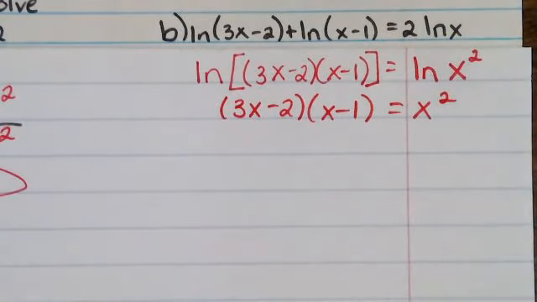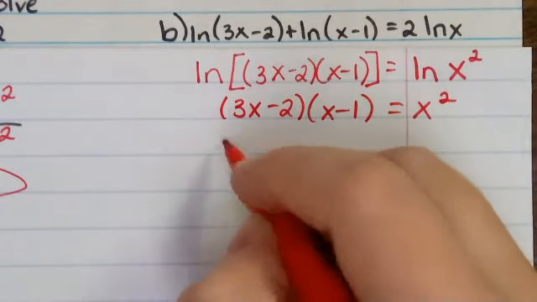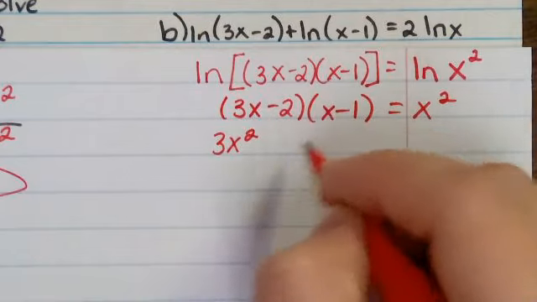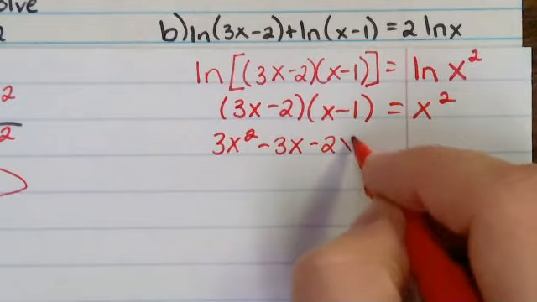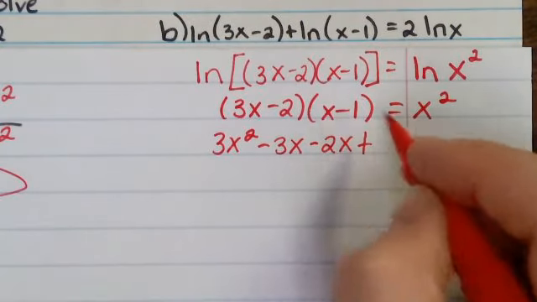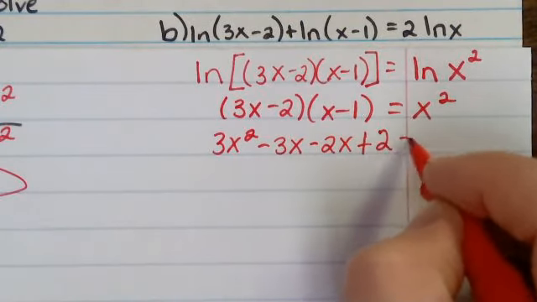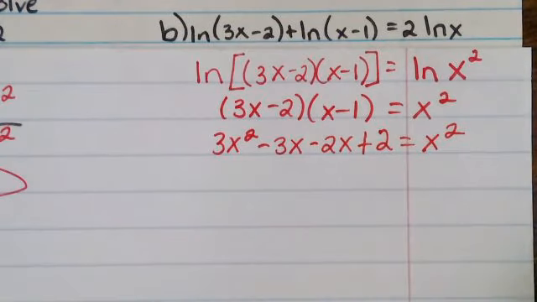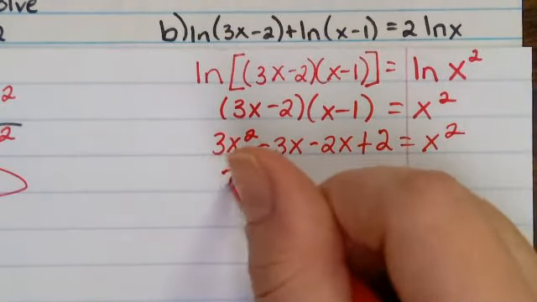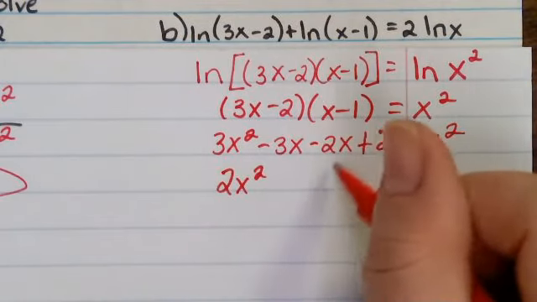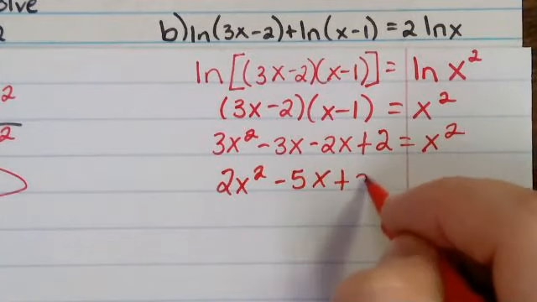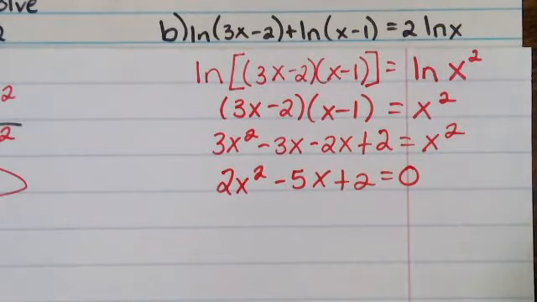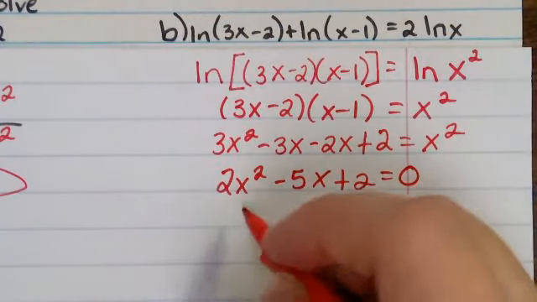All right, so the logs drop off, and now I have to FOIL and solve the quadratic. So 3x times x is 3x squared. 3x times -1, -3x. -2 times x is a -2x. And then last times last, -2 times -1 is a +2. All right, we're going to subtract this x squared over to make 2x squared. Combine your like terms in here, get -5x. We got +2 equals 0, and now it's time to factor.